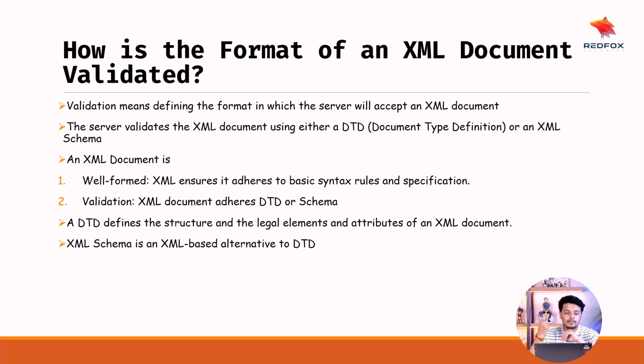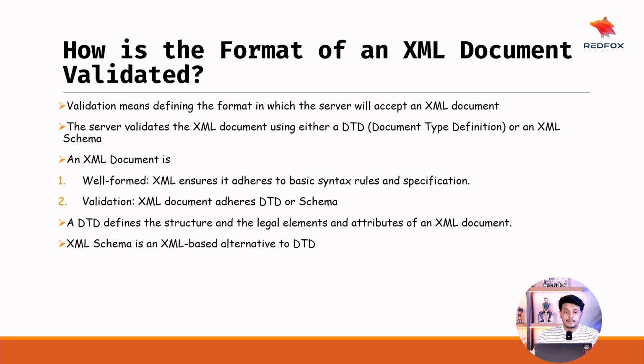What exactly is a document type definition? A document type definition is nothing but a format or a structure in which the XML transmits its data. The same goes for the schema. It is also the same thing, a structure or a format in which the data is transmitted. It is an alternative to DTD.